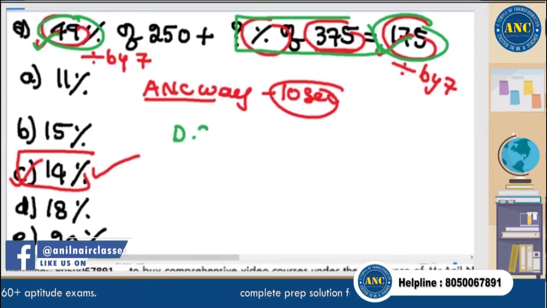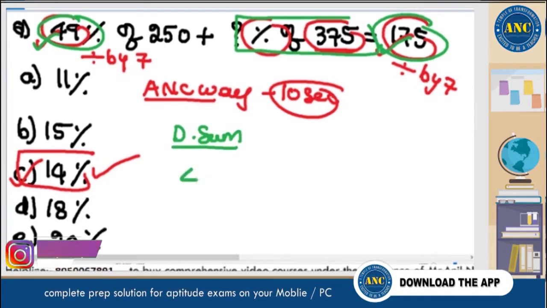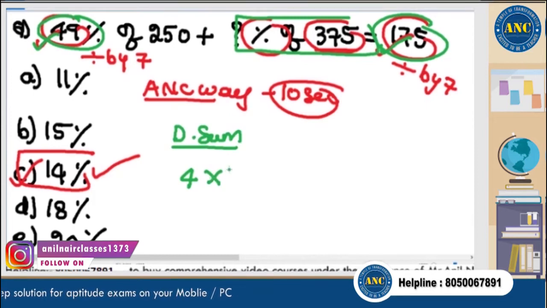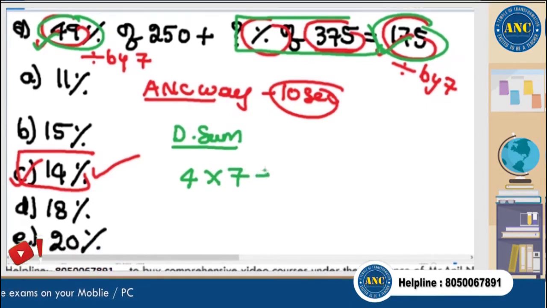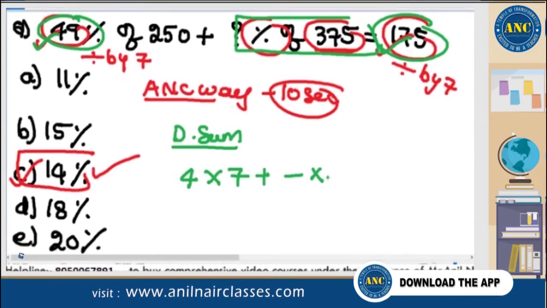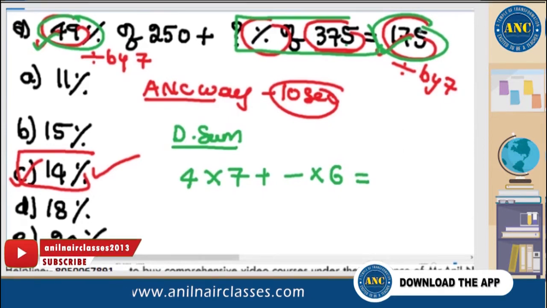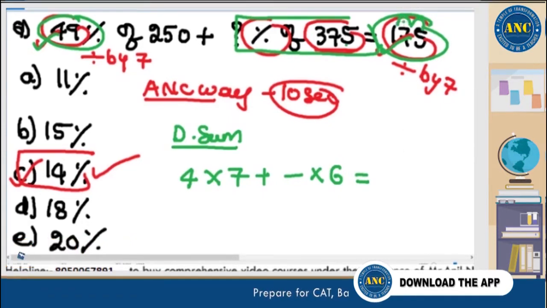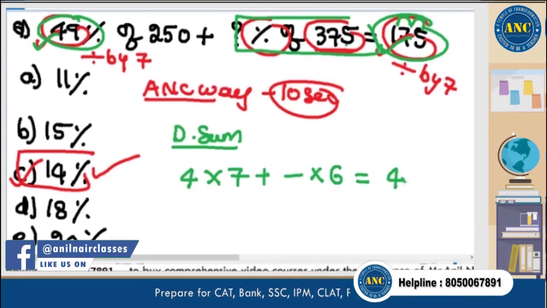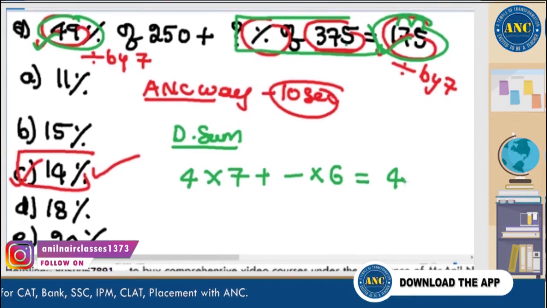Next is digital sum. 49, 4 plus 9 is 13, which is 4. 250, digital sum is 7, into percentage by 100, 100 digital sum is 1, 7 plus 5, 12, 12 plus 3, 15, 15 digital sum is 6, equivalent to 175, 7 plus 5, 12, 12 plus 1, 13, 13 is 4. I hope it is clear.